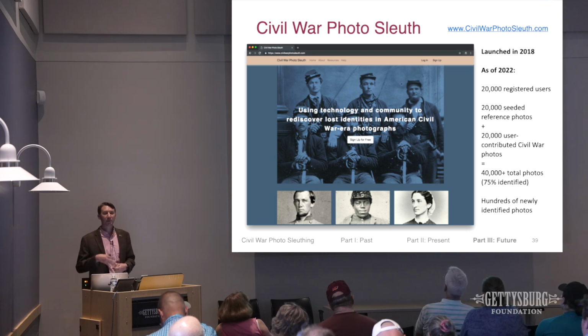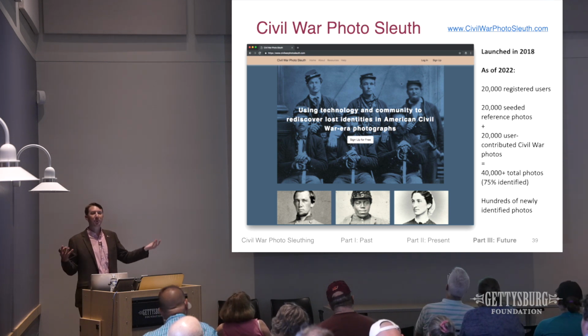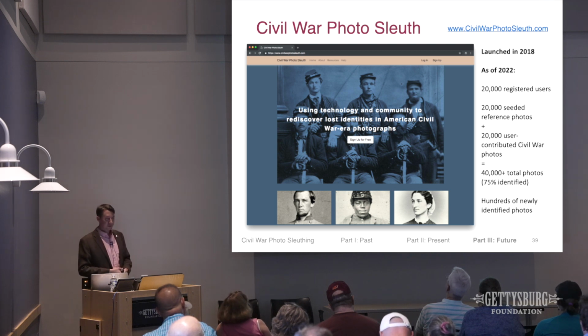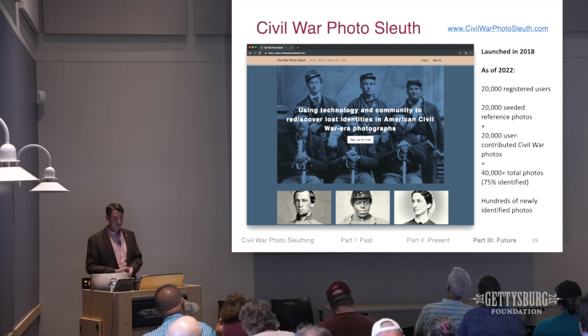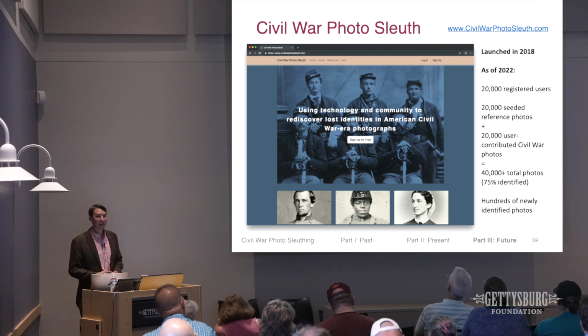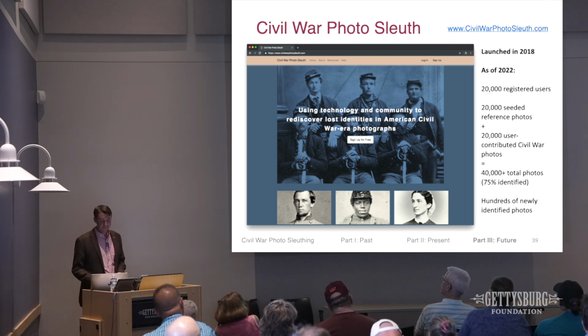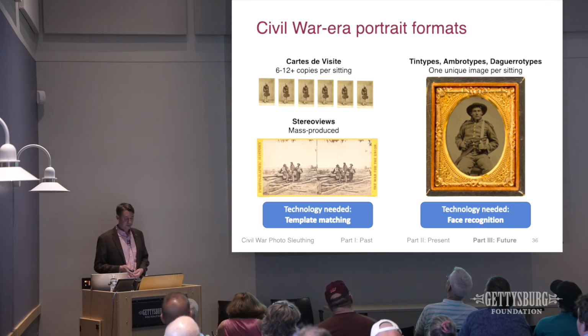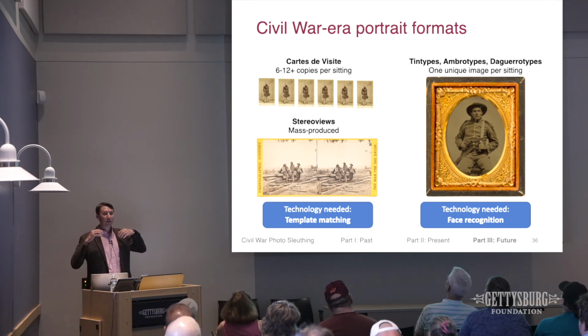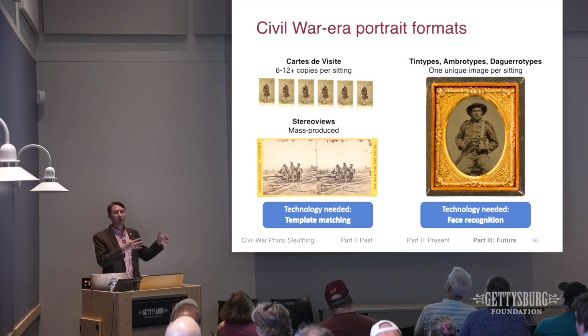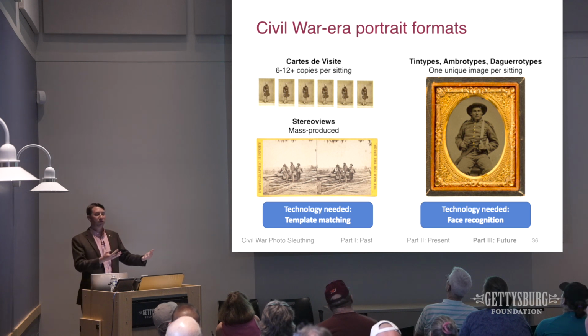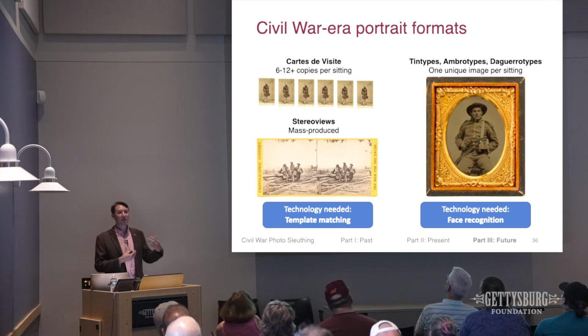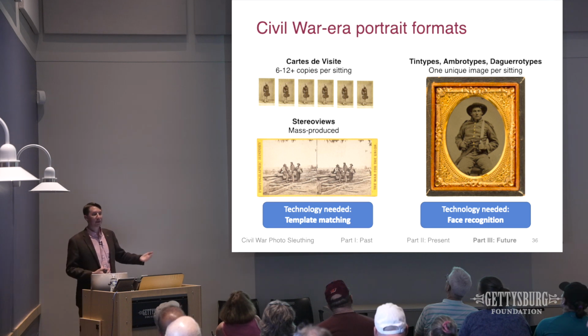Photos from their attics, from their basements, from their collections, and from other public collections that they wanted to bring in. So we have, I think, over 40,000, 3/4 of which are identified, and it's led to hundreds of newly identified photographs. So how does it work? Well, we talked a little bit about Civil War photos, and we know that there's different formats. One group of photos, one set of formats is mass-produced, or at least produces copies. Cartes de visite, you would sit down, you get a dozen or half a dozen. Stereo views would be mass-produced.